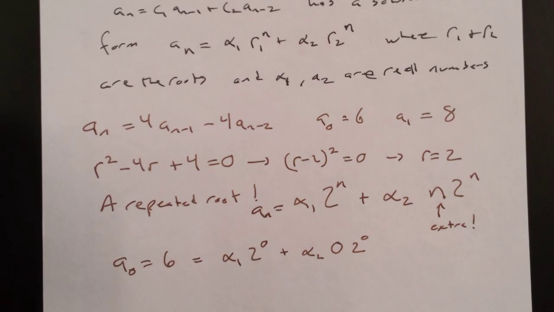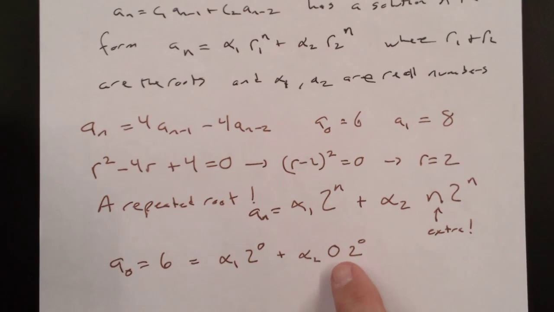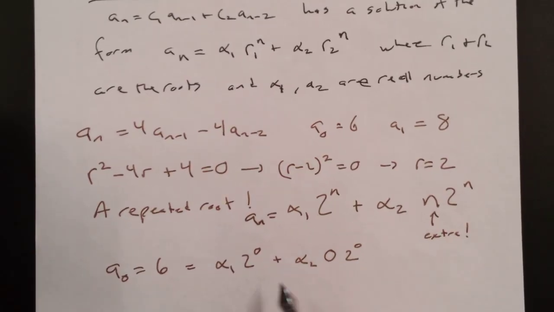If it's a0, I can plug in 0 for n. Wait a minute. What's 2 to the 0? 1. So this is a 1. But what happens over here? That's 0. So what this tells me is that that's just alpha 1. I just found the value of alpha 1 right away. I like that.